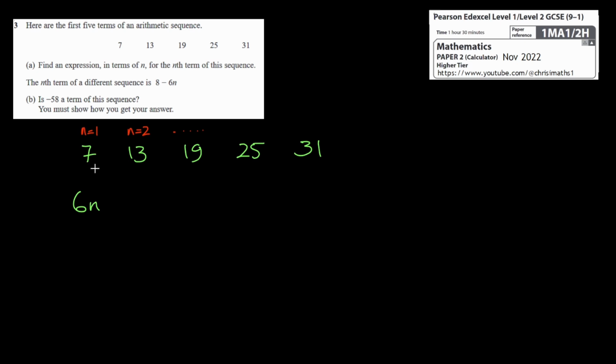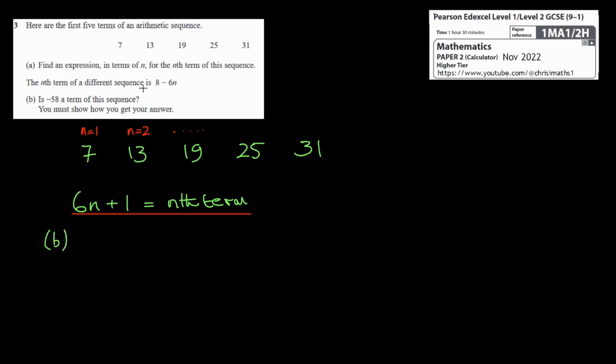Now, if n is equal to 1, from what we've said about the sequence, the first term should be 6, but we've got 7. So I'm going to have to add 1 to the nth term to get it right. Let's just check. Here n is equal to 3. 3 times 6 is 18, plus 1, 19. So this is equal to the nth term, and is your answer.